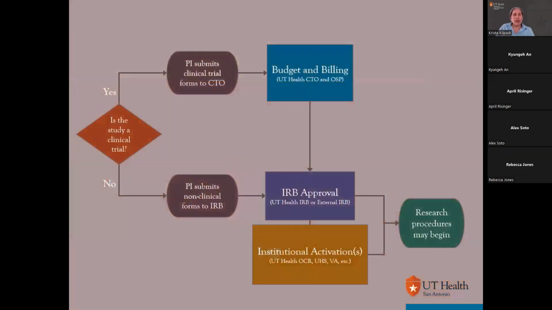So if you are starting with a clinical trial, you're going to start your application process through this top branch, which is the budget and billing branch. And that's not to say that you won't go through budget and billing if you don't have a clinical trial. It just happens at a different stage. So we're going to start out here talking about the budget and billing branch first.